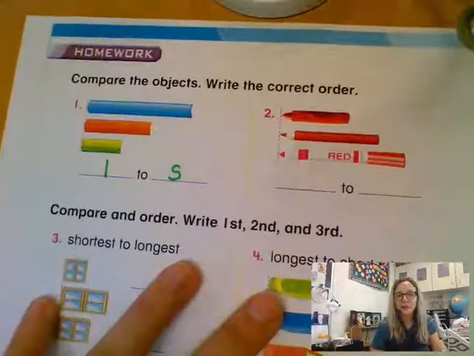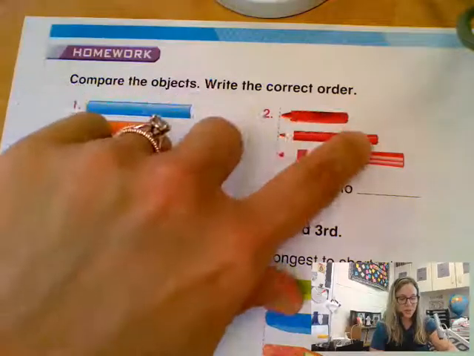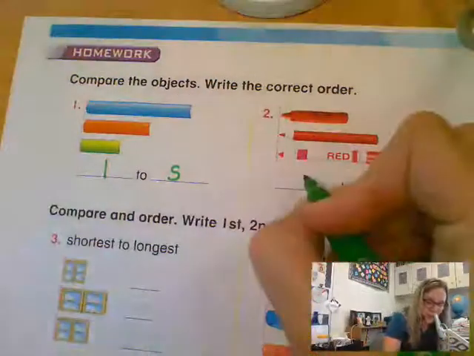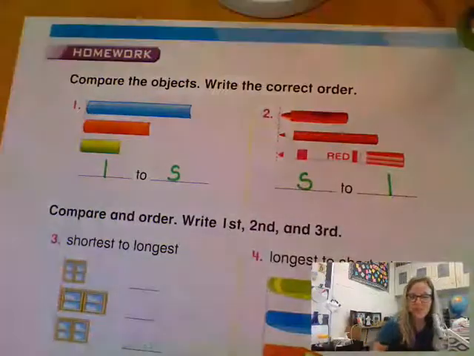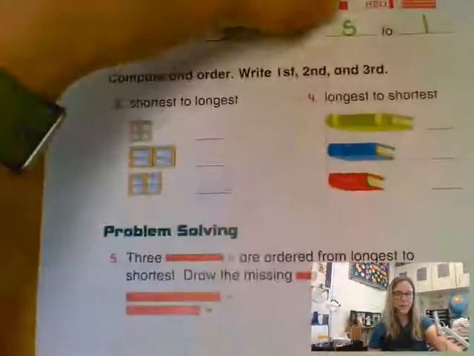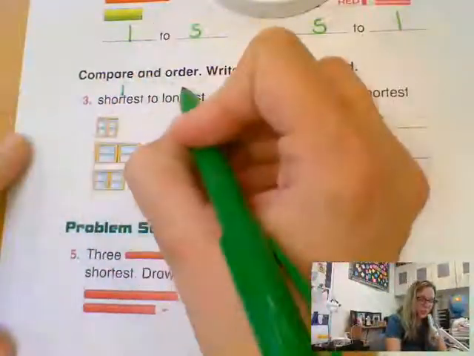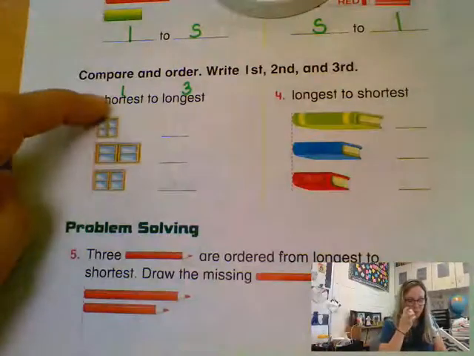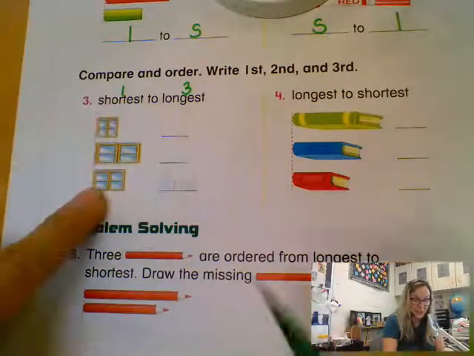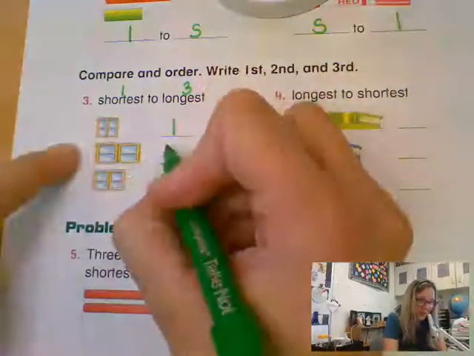And looking at our red writing utensils, we have the crayon is the shortest, then the colored pencil, then the marker. So these are in order from shortest to longest. Now we're going to number our lengths here. For number 3, we're going shortest to longest, so our shortest will be 1. They've already done 2 for us, so we know that our shortest is 1 and our longest is 3.